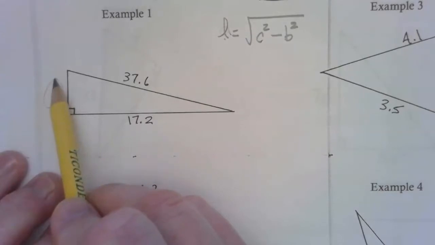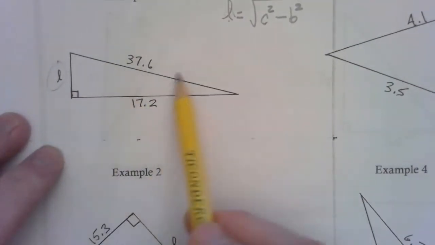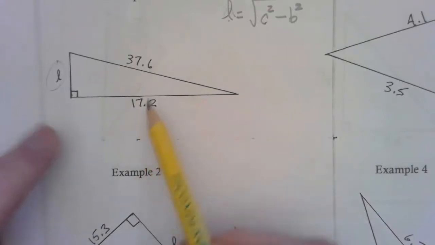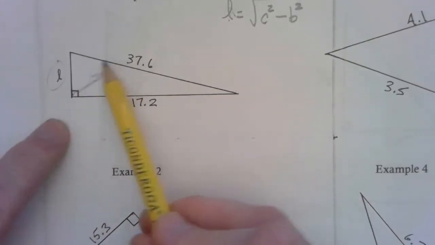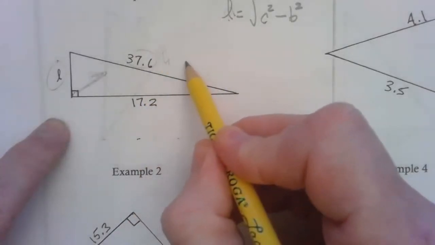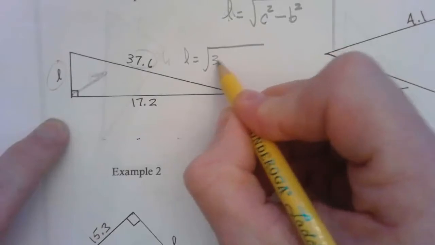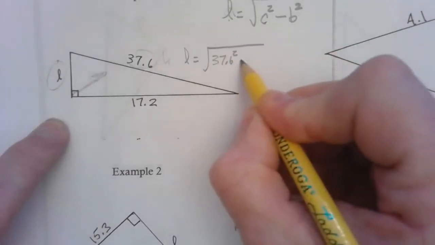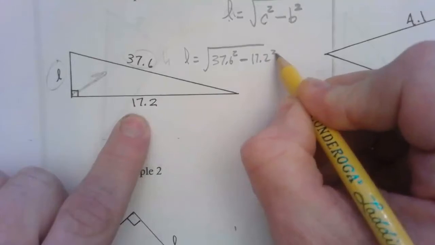So first of all, I've got to identify the hypotenuse here. Which one of these two is the hypotenuse? Well, the hypotenuse is always the longest side in the right triangle, and it is always opposite the right angle. So here's my hypotenuse. So when I'm doing this one, it's going to be L equals the square root of 37.6 squared minus 17.2 squared.